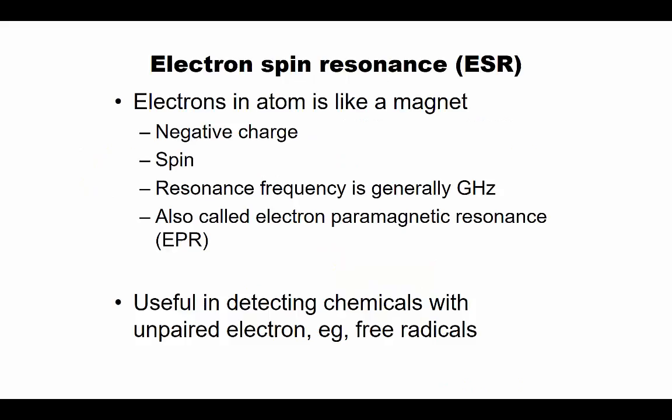If electrons are not paired, they also behave like a magnet with a spinning effect. Then a similar type of energy absorption is possible in a magnetic field. The energy level is in the gigahertz range, which is much higher than NMR. And this ESR, electron spin resonance technique, is very useful to check whether the molecule has a radical in it.